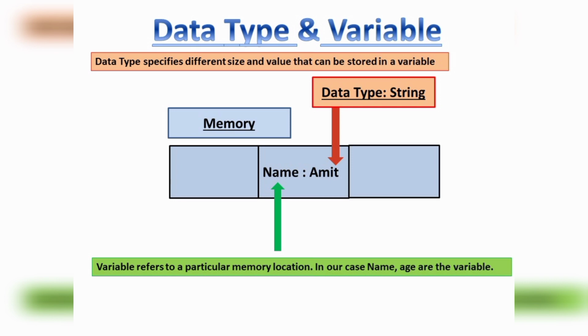In the case of age, we always define it as 10, 20, 30, a decimal number, right? That is always represented by an integer data type. And that is why we are marking it as string name and int age.